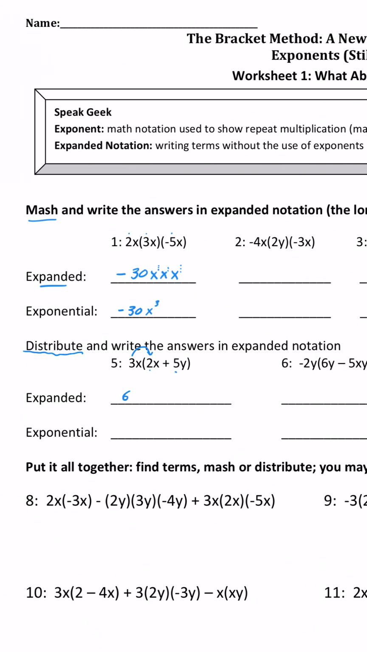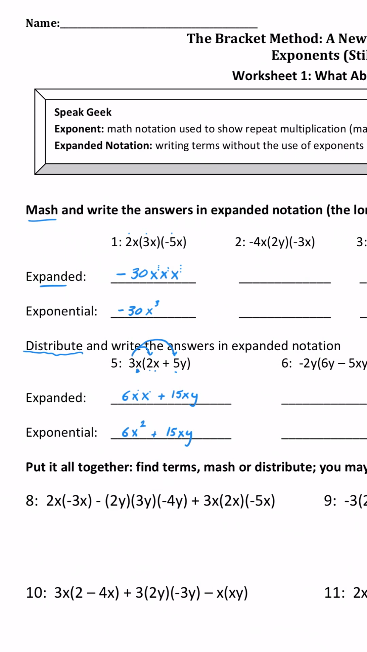6, and now I've got to throw in this x and this x. Of course, that's xx. Second arrow, again, no negative signs, so the whole thing is positive. 15. Chuck in this x over here, and of course, this y over here. Now as we move to an exponential form, the only place I have repeat x's is right here, and of course, that's going to turn into 6x squared. And there's nothing to do with the next term.